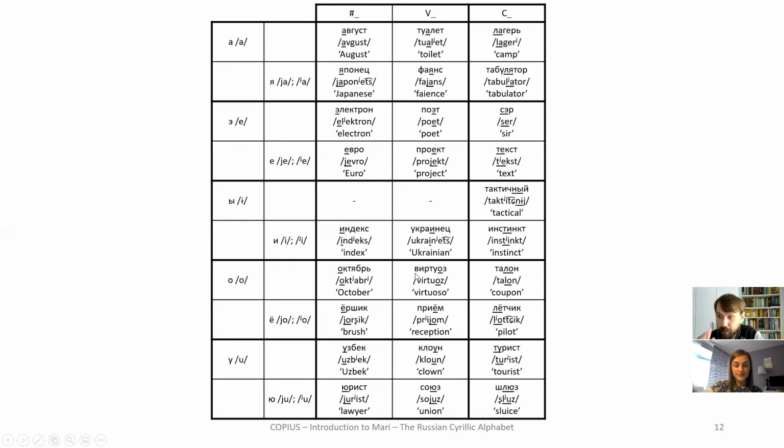This means for those of you that are watching this because you're studying Mari, a bonus thing, I should have mentioned this earlier: all these words that we have here, we picked Russian words that are also used in Mari. So you can use all of these words that you are learning here.